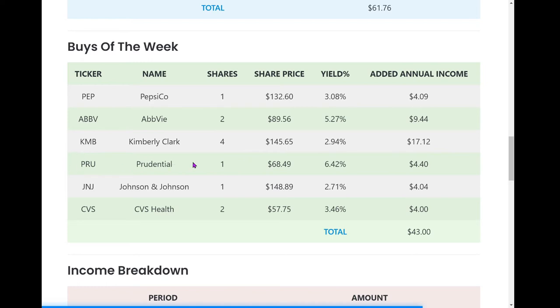Prudential. Now, the banking sector has been pretty beaten down, but guess what? Prudential is in the financial sector. Did I say banking sector?